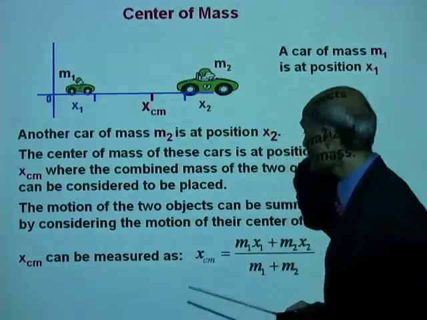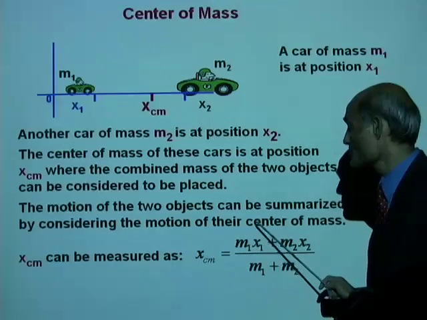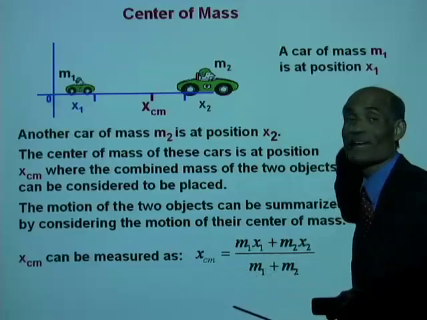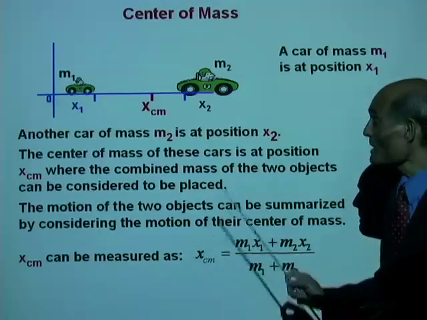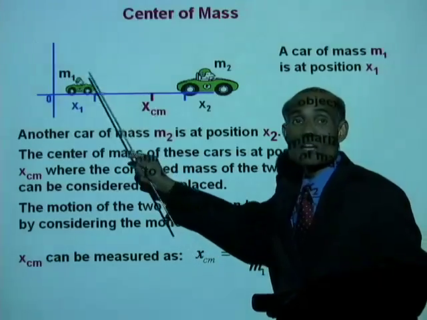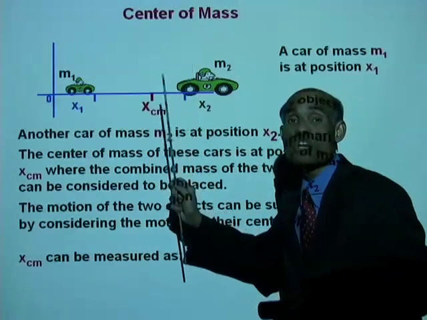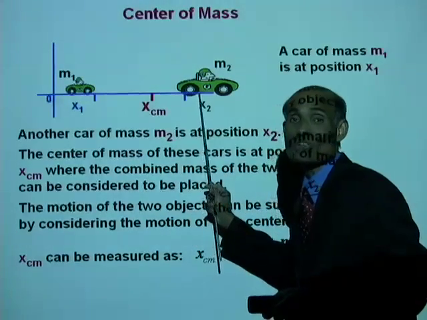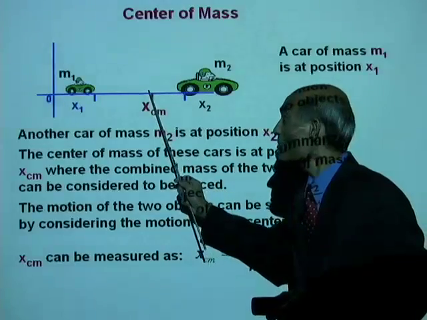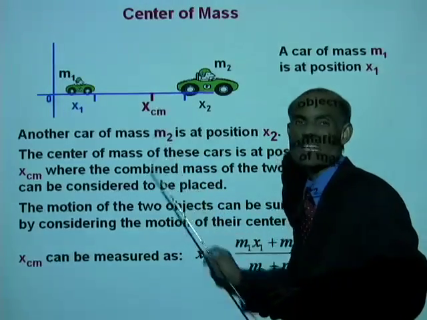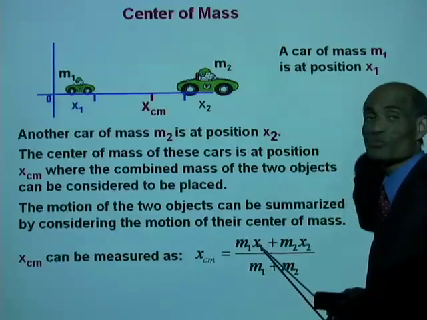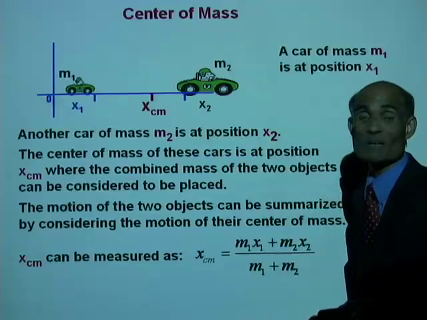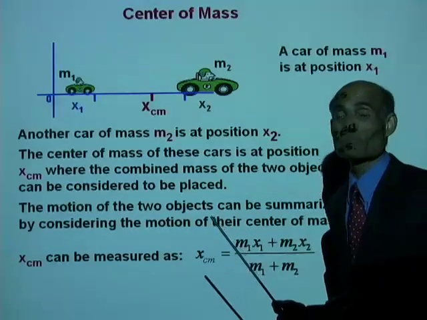X center of mass can be written as x center of mass equal to m1 x1 plus m2 x2 divided by m1 plus m2. In other words, the position of the center of mass of these two objects is determined by the masses of the two objects and the positions of the two objects. The position of the center of mass, called x center of mass, is m1 x1 plus m2 x2 divided by m1 plus m2. It's a very simple equation to remember.